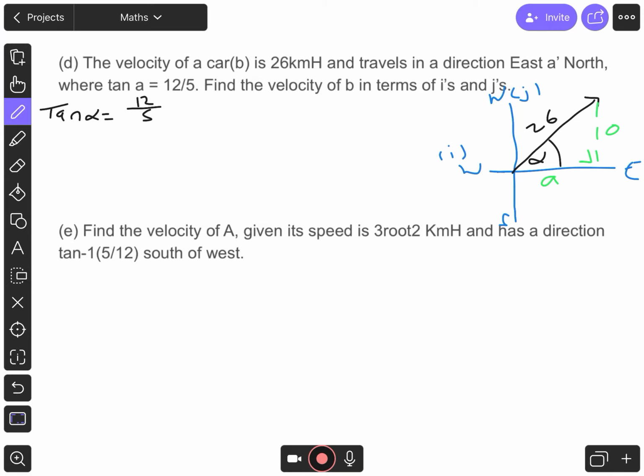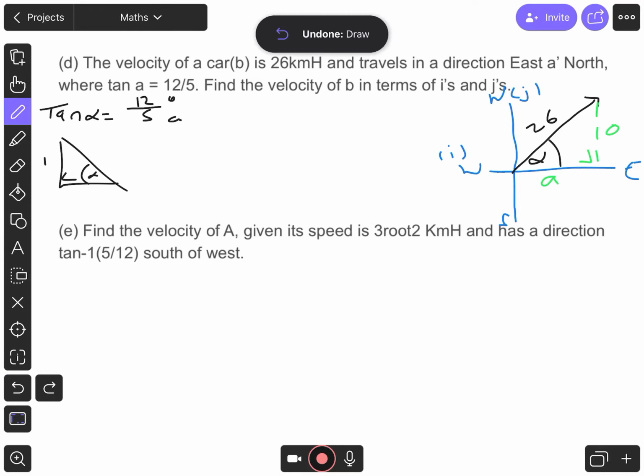Now what that tells me is if I have tan of A equals 12 over 5, I'm able to find other bits of information. So if I have this here, tan is O and A, then that means that this is my angle here. My O is going to be 12 and then my A is going to be 5. So if I do Pythagoras there, I can find that this side here is going to be 13.